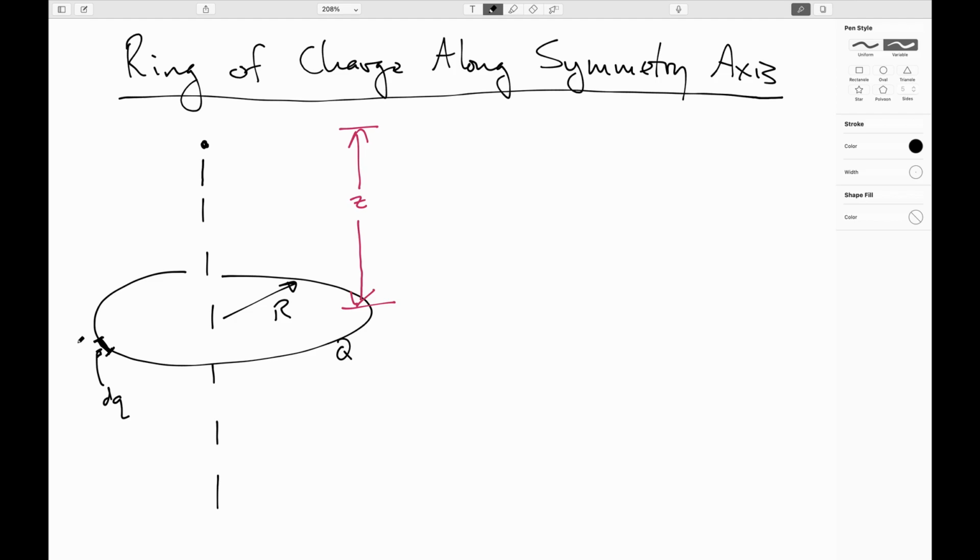Now this takes up a chunk of arc length, ds. So we can do the same game we were doing before with linear charge density. We can say that the linear charge density would have to be equal to the ratio of dq to ds, but that would also be equal to the ratio of the charge over the whole thing divided by its circumference. So this would be q over 2 pi r.